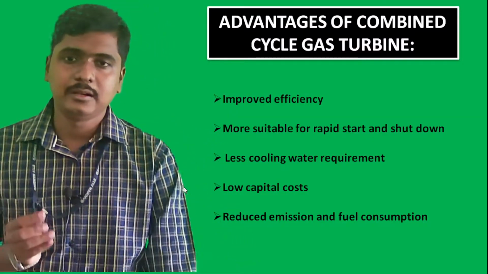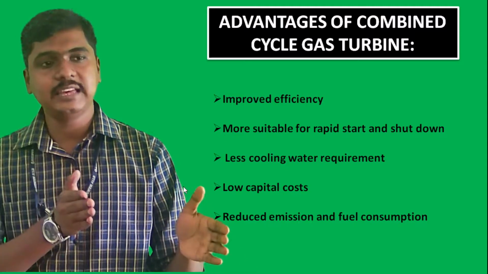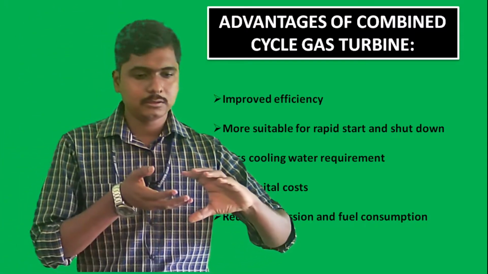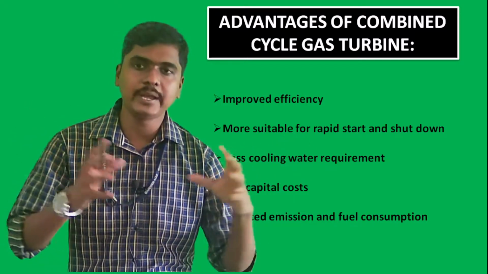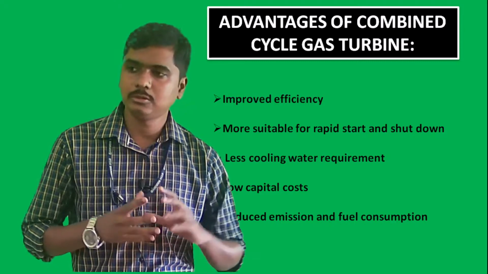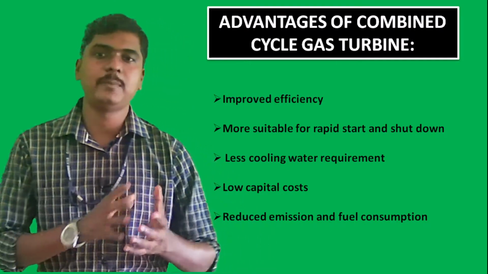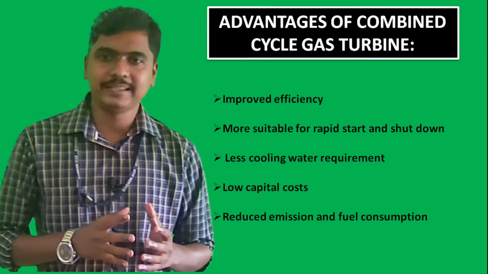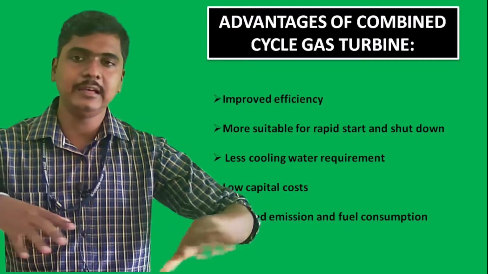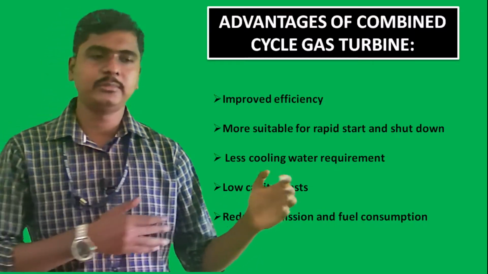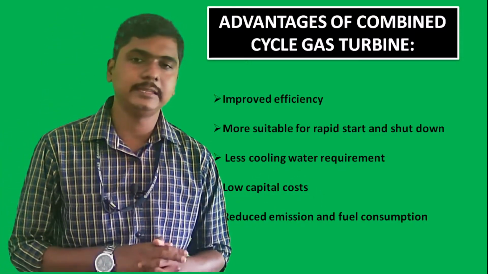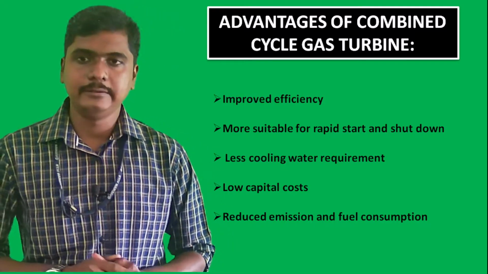As for the disadvantages, normally in a combined cycle gas turbine power plant the construction will be a little bit complex, because we are combining two cycles together. So the design of the power plant will be a little bit complex, and the floor area required will be a little bit higher. These are some of the disadvantages of the combined cycle gas turbine power plant.